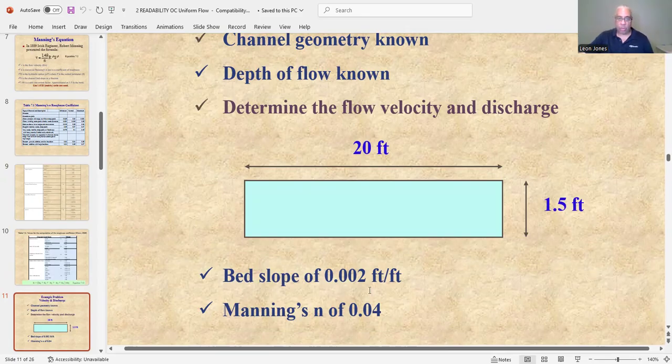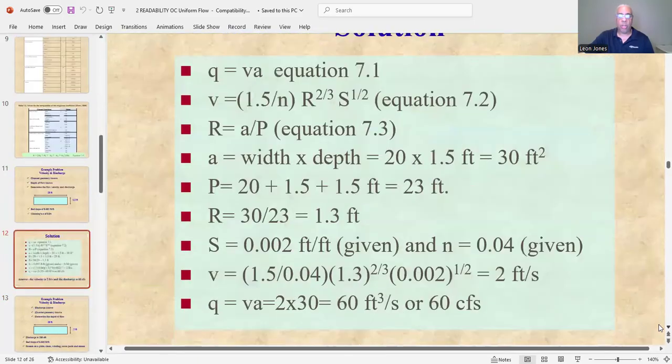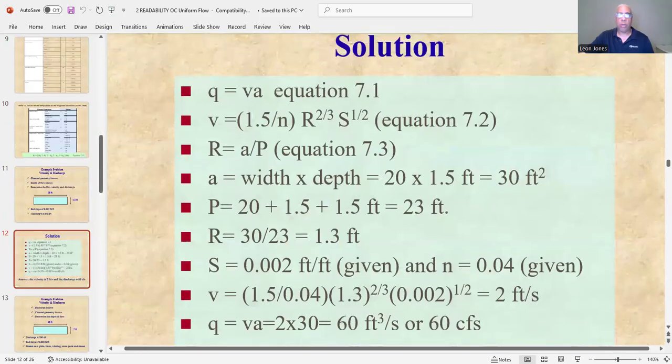You're already given your slope. So that's going to be your S. You're already given your n. That's Manning's n, your roughness coefficient. So when you go in, you plug everything in, this is what you get. Now, your perimeter. This is your perimeter right here.